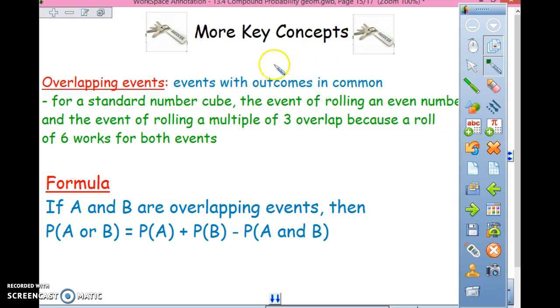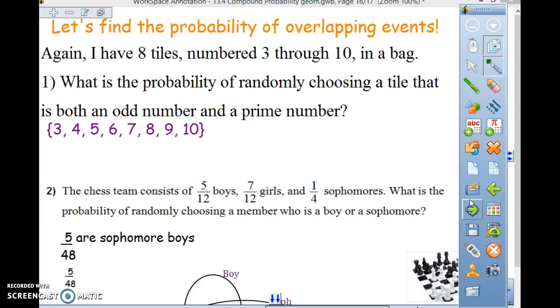The last vocab word today is overlapping events, and these are events with outcomes in common. For a standard number cube, the event of rolling an even number and the event of getting a multiple of 3 overlap because 6 would be in both events. It's even and it's a multiple of 3. Our formula now has to change. We would still add for an "or," but we have to remember to subtract out the overlap because we wouldn't want to count 6 in both events.